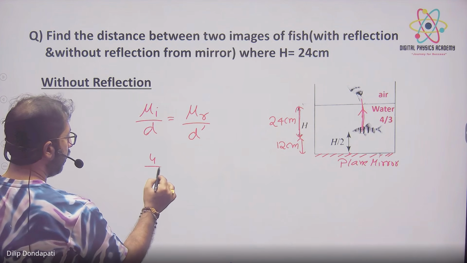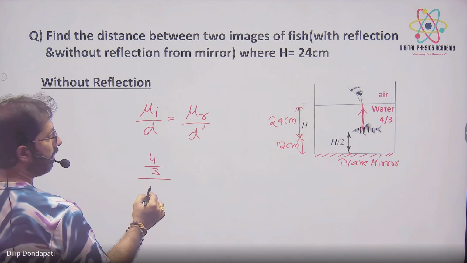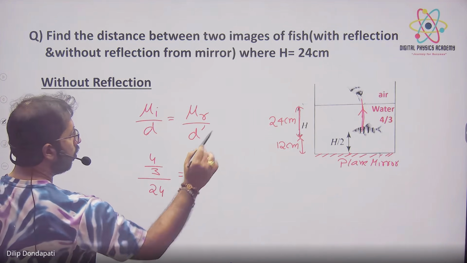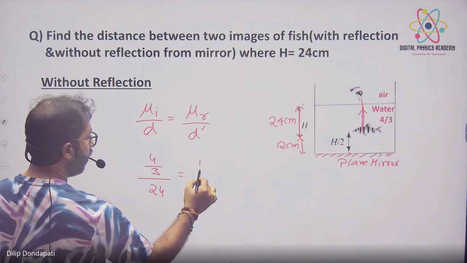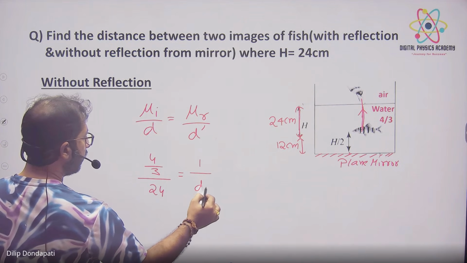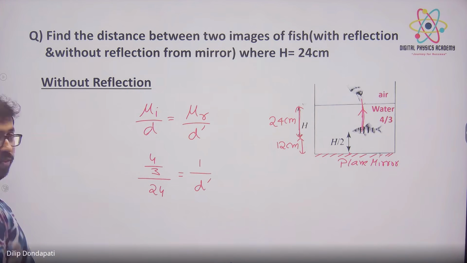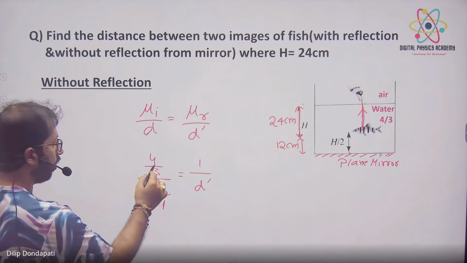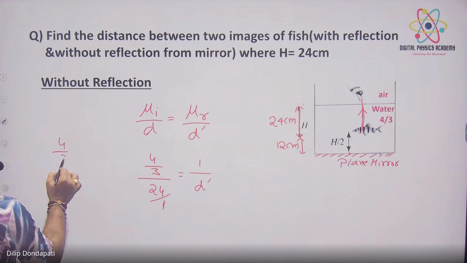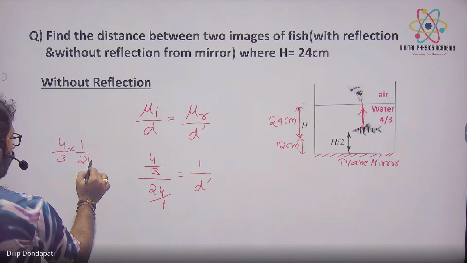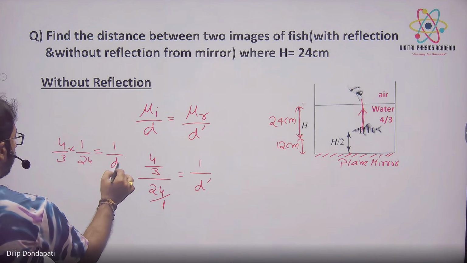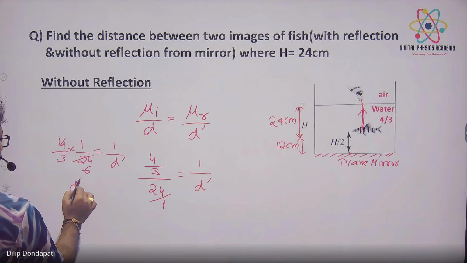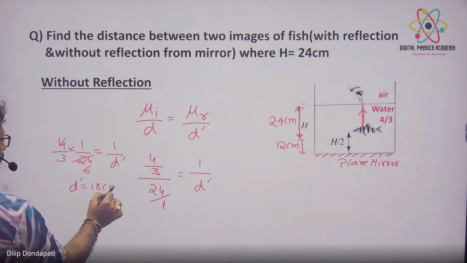Mu I is how much? 4 by 3 by D, D is 24, is equal to mu R is 1 by D dash. Now fine, this is 24 by 1, right? If you take the reciprocal, you get 4 by 3 into 1 by 24 is equal to 1 by D dash. So 4 6 24, 6 is 18, D dash is equal to 18 centimeters.